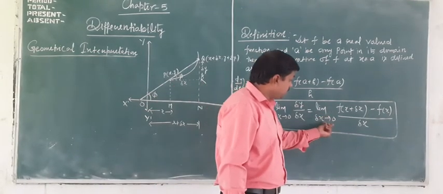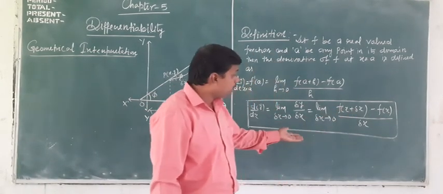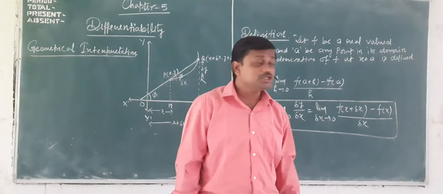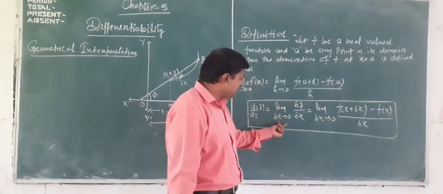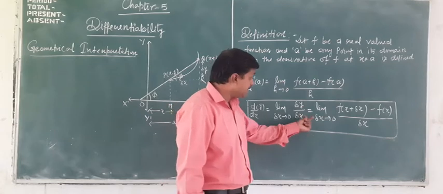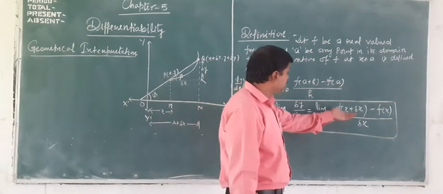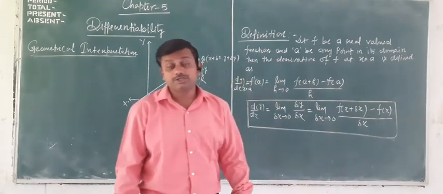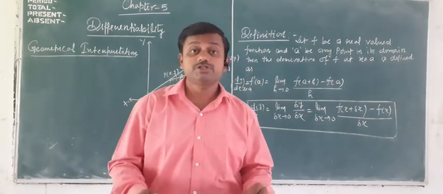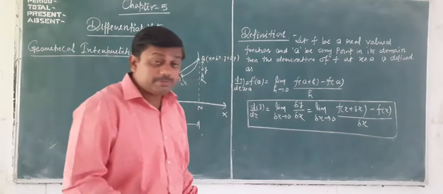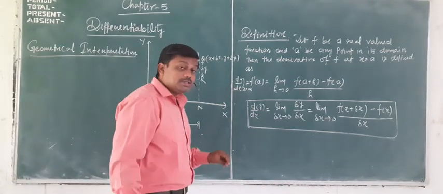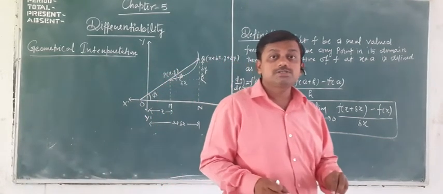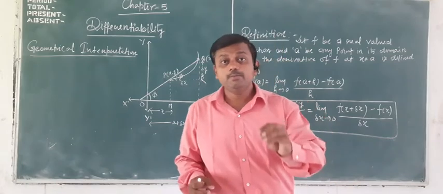So in this formula, delta x is replaced by h, and we get limit h tending to 0 of delta y by delta x, which is limit h tending to 0 of f(x plus delta x) minus f(x) divided by h, provided this limit exists finitely. It means the derivative of that function must exist at that point.